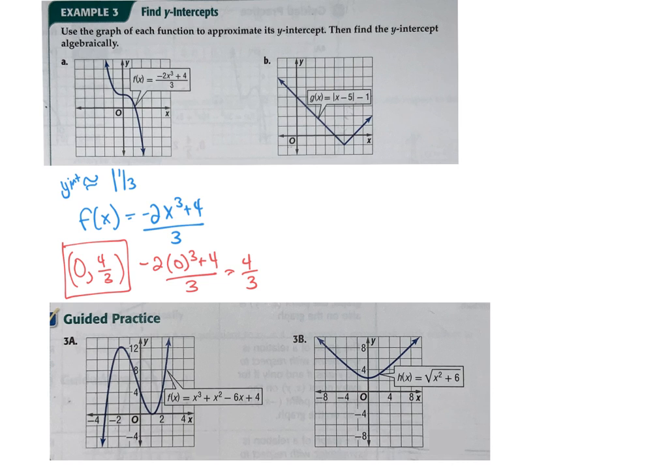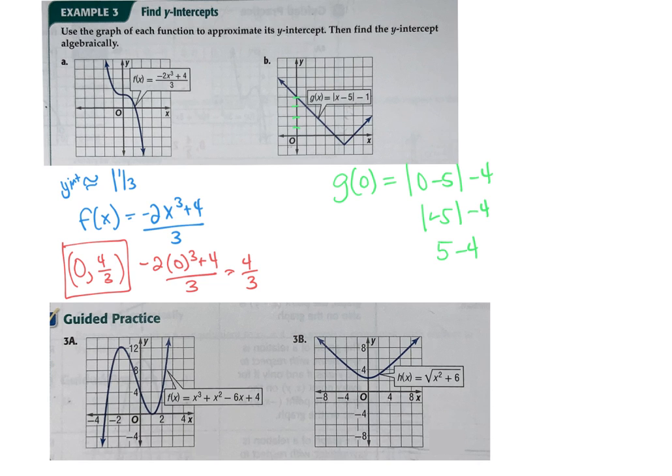And I will tell you that I always have you find it algebraically. I want the exact value, all right? So look at the next one. If I'm estimating, I am going to say this should fall at 4, right? It looks like it falls at 4. Let's plug it in. G of 0, I'm plugging in a 0 for my x. 0 minus 5 minus 1. 0 minus 5 is negative 5. That is absolute value. So the absolute value of negative 5 is 5.